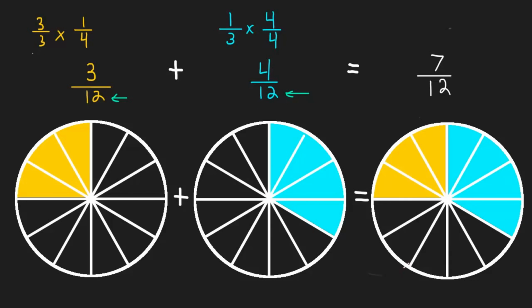Okay, so this is the concept behind finding a common denominator. We will talk about the techniques of finding a common denominator in the next few videos.